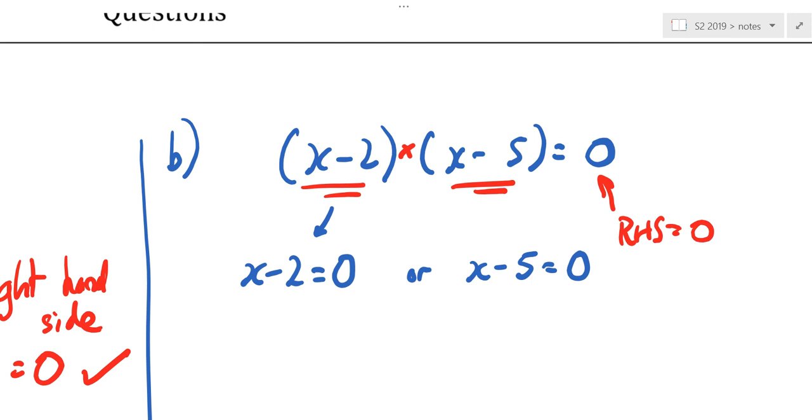I want to find x, so both sides must plus 2. So x is equals to 2 or x is equals to 5. So I am telling you, when x is equals to 2, I put inside, the entire thing is equals to 0. Or when x equals to 5, I put inside, the entire thing is equals to 0. So in this case, x will have two answers.